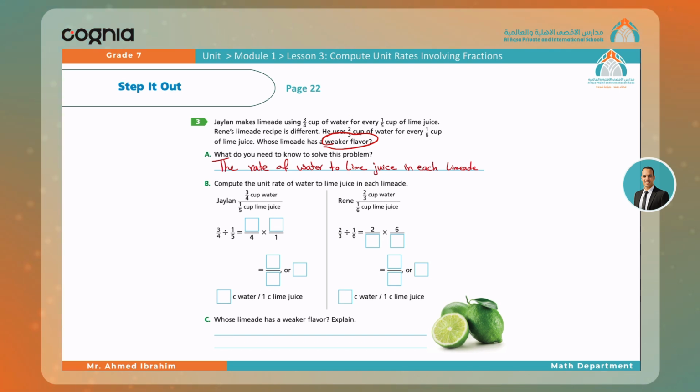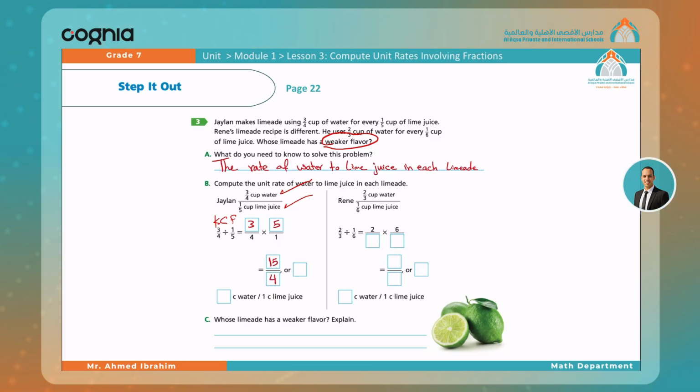So for Jelaine, it's 3/4 cup water for 1/5 cup of lime juice. The easiest way, just divide. Divide the amount of water, which is the 3/4, by the amount of lime juice, which is 1/5. Again, you have dividing fractions. You can do keep, change, flip. So you keep the first fraction. You write 3/4, the same. Divide, change it to multiply, and flip the 1/5 to 5 over 1. Now, if you don't have anything to simplify, you just multiply the numerators and the denominators. So 3 times 5 is 15, and 4 times 1 is 4.